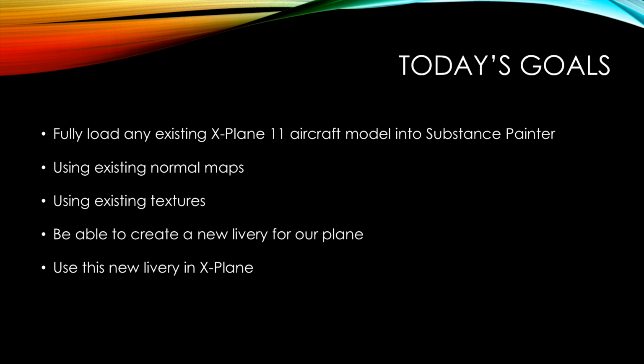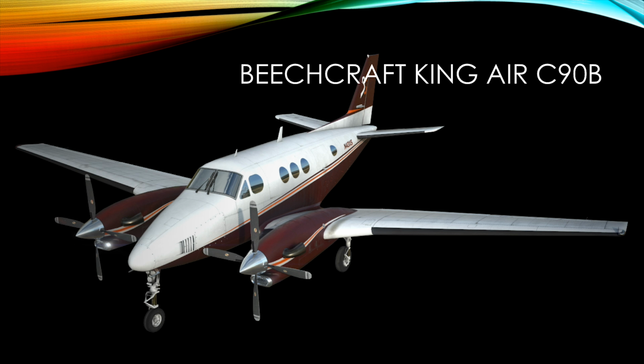So what are today's goals? We're going to fully load an existing X-Plane 11 aircraft model into Substance Painter. We're going to use the existing normal maps and textures, and we will be able to create a new livery for our plane and use this new livery in X-Plane. We're going to use the Beechcraft King Air C90B that comes with X-Plane, and what you see here is a rendering from Substance Painter of this airplane.